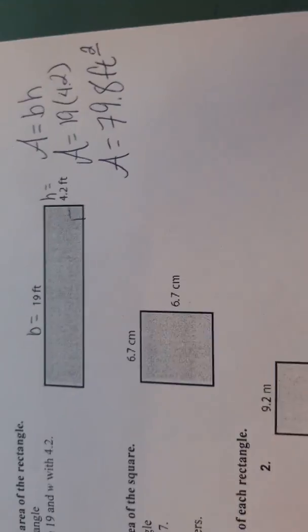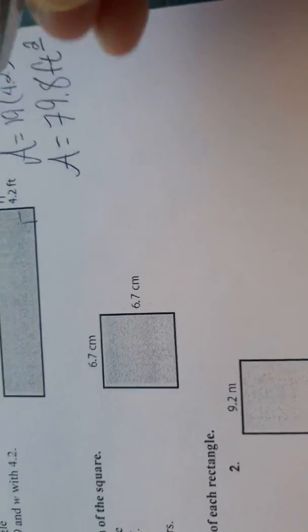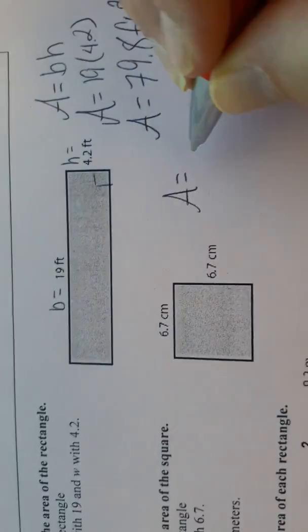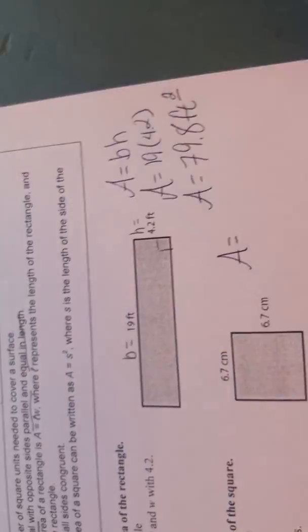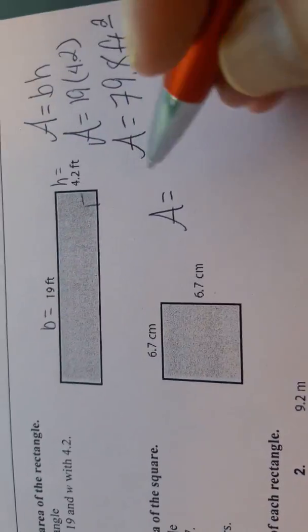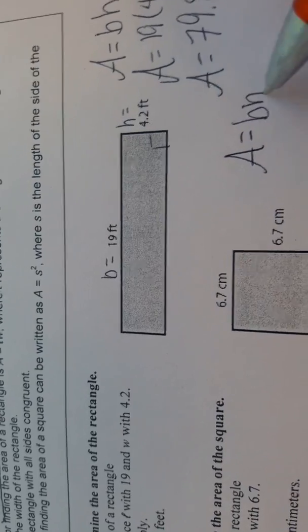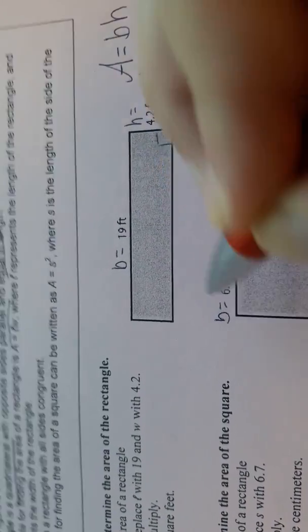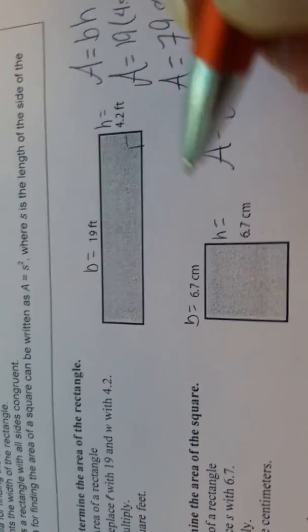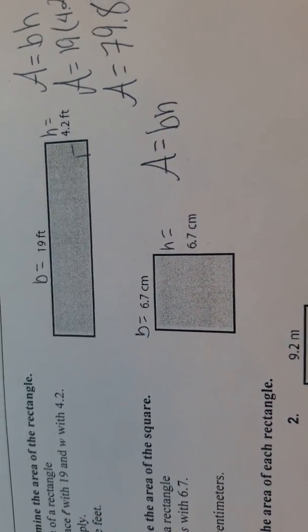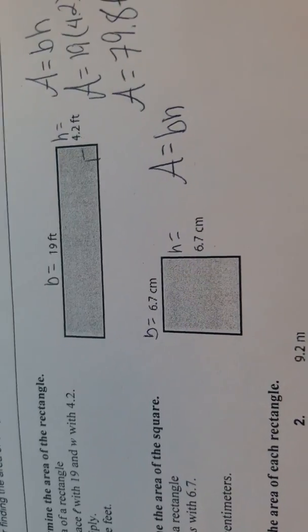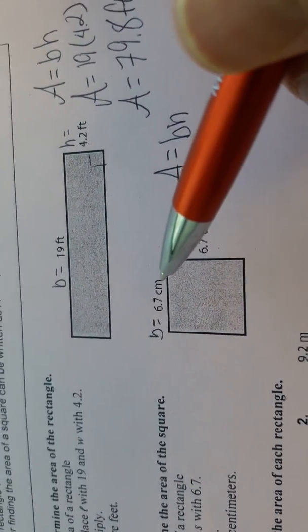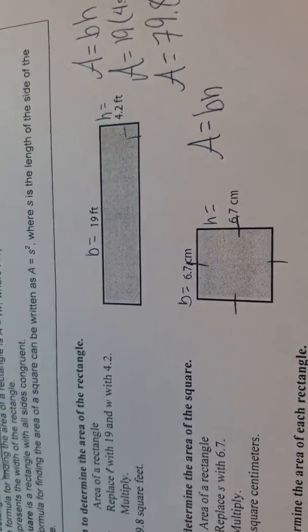Let's do another. Here's a nice square. Again, my formula is, if you don't believe me, base times height. So area equals base times height. Now let's label our base and our height. Base is 6.7 and height is 6.7, which is kind of obvious because in a square, all the sides are congruent. They're all the same. So even if they only tell you one side, you still know what all the others are because all the sides on a square are congruent.